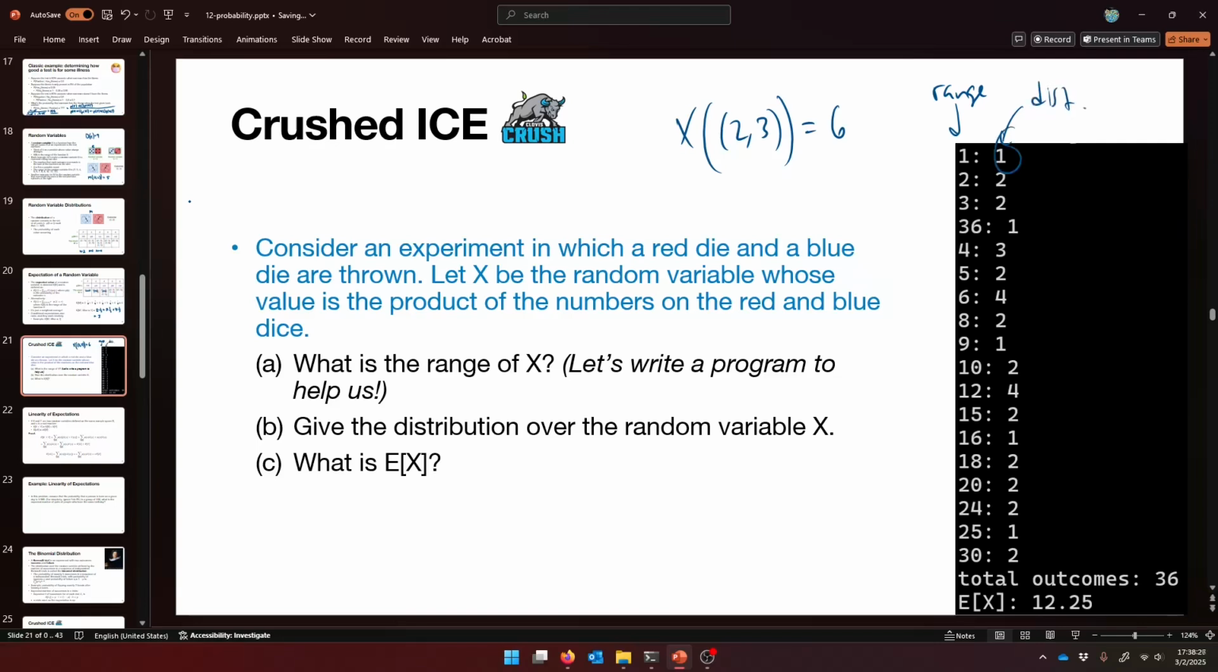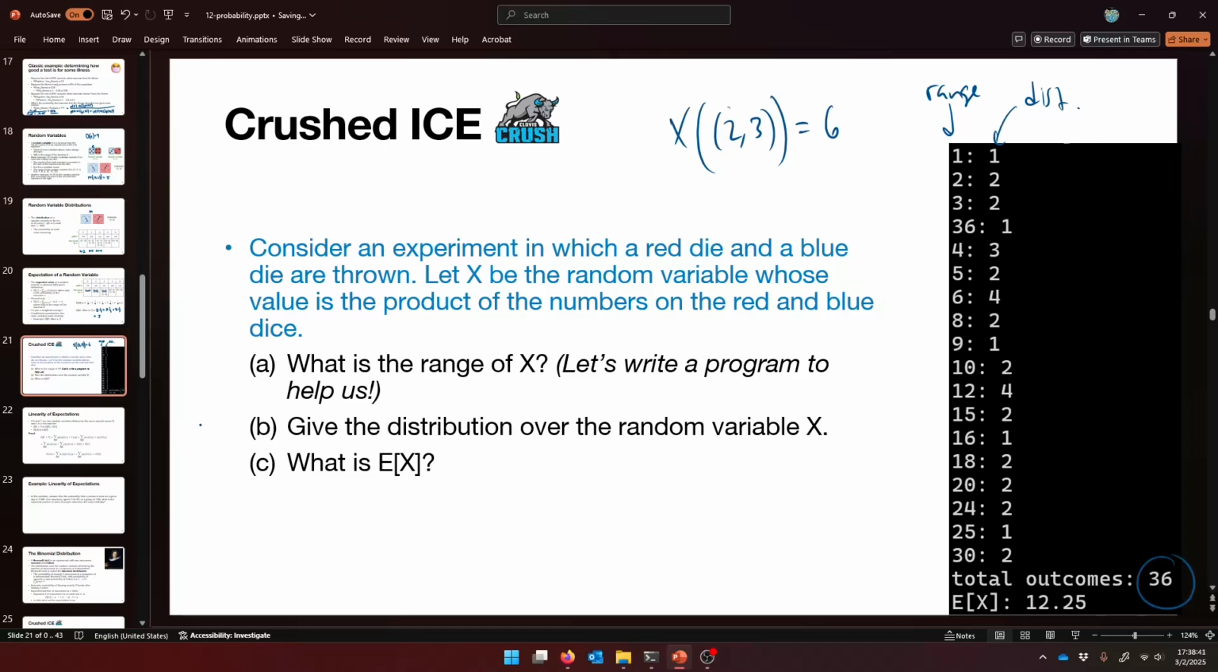It's like there's one way to make 1 as your output random variable. There's one way to make 36. There are 4 ways to make 6, for example. All right, that's the distribution. And then finally, the expected value is going to be, if you know that there's 36 total outcomes, right? Because there's 6 options for the first thing, 6 options for the second thing.